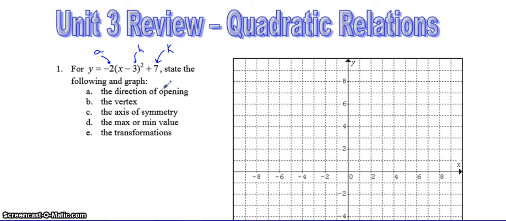So what you want to remember is the direction of opening is down, and that's because a is less than 0. If the a is negative, it opens down. If it's positive, it opens up. The vertex is at h, k, and the h is the opposite number to what it looks like, so it is at 3, 7. So there's your vertex at 3, 7.